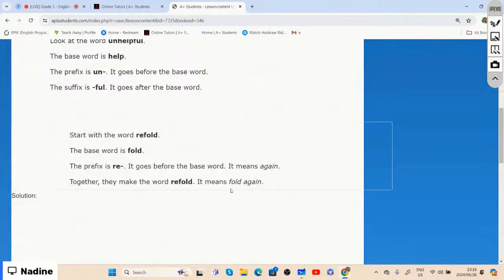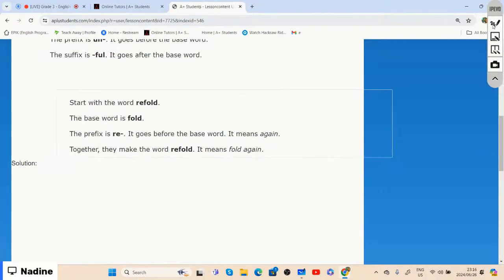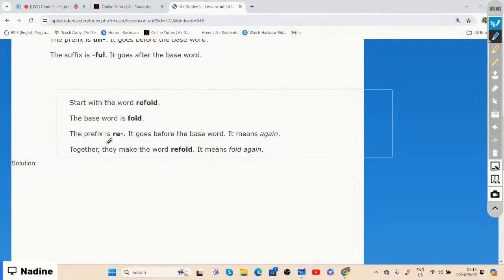Okay, so now if we were to look at the prefix re, which comes before a base word, because it is a prefix, and re means again. So this two-letter word re means again. That is what re means.